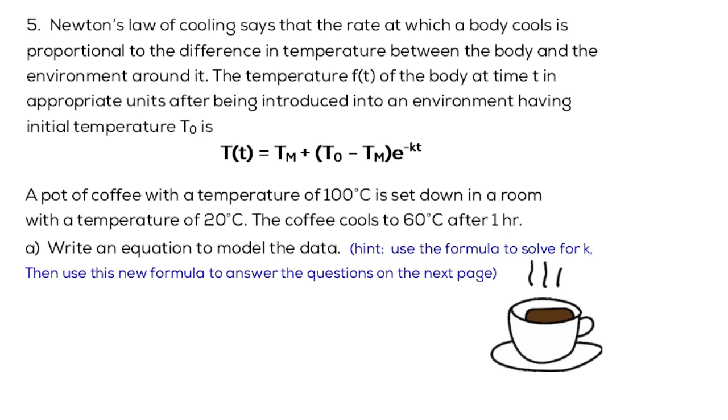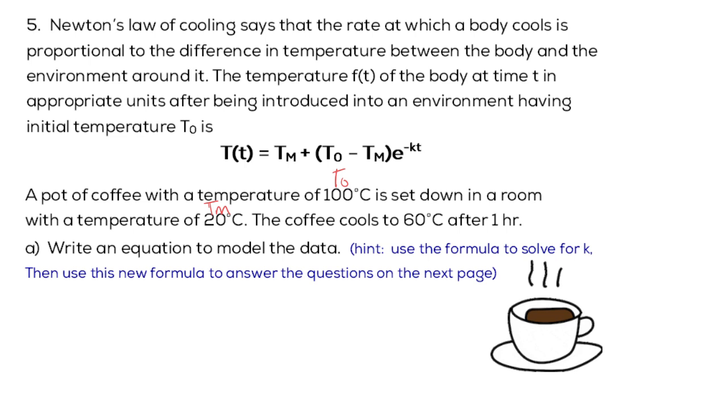Now, on this one, we have a coffee pot with a temperature of 100 degrees set down in a room with a temperature of 20 degrees, and this is all in Celsius. What they have ultimately given us right there is T sub 0, your initial temperature. This is the surrounding medium right here. Now they give us a scenario that's going to help us fill in other numbers. It says the coffee cools to 60 degrees after 1 hour. Okay, so that's another ordered pair that we're going to be able to fill in.